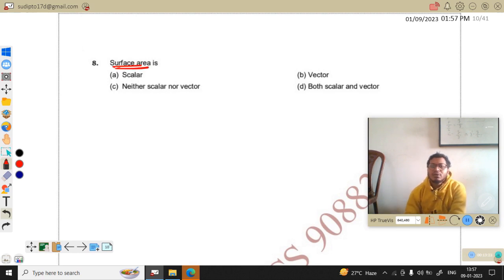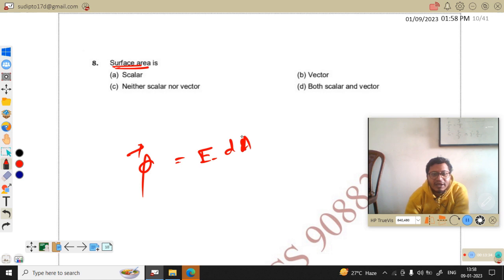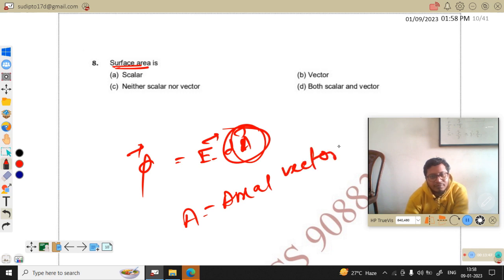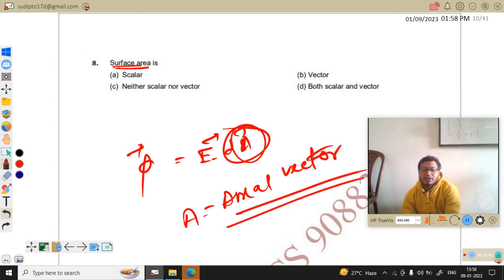Surface area is which quantity? We know that normally area is a scalar quantity, but when we write flux phi in class 12, phi equals E dot dA, here dA is a vector quantity. We can say that A is known as the areal vector. Normally phi is a scalar quantity, but in this case we can consider A as the areal vector.